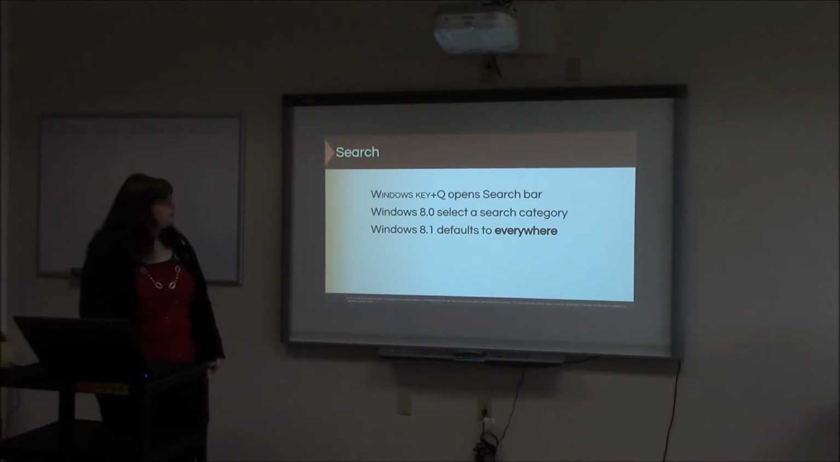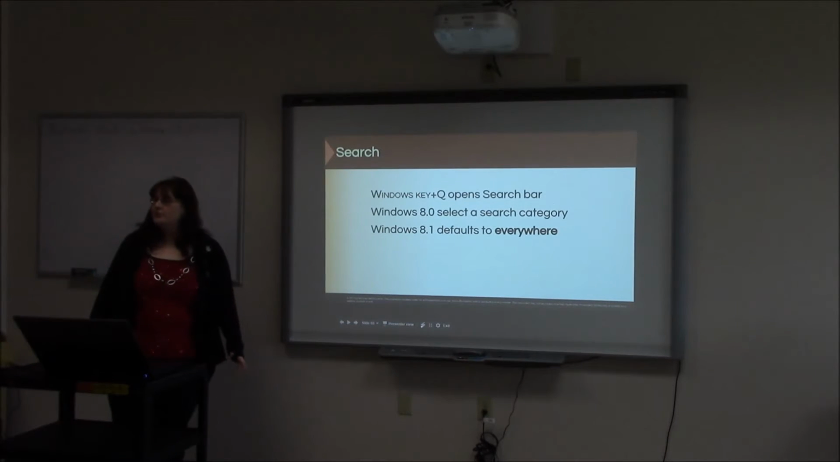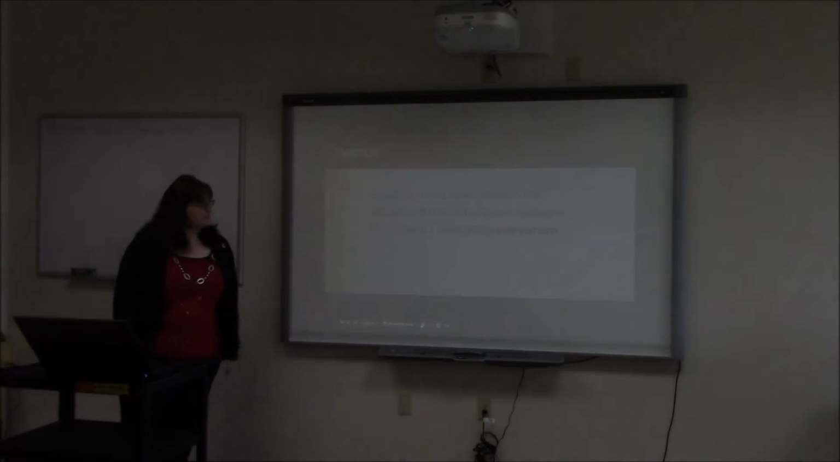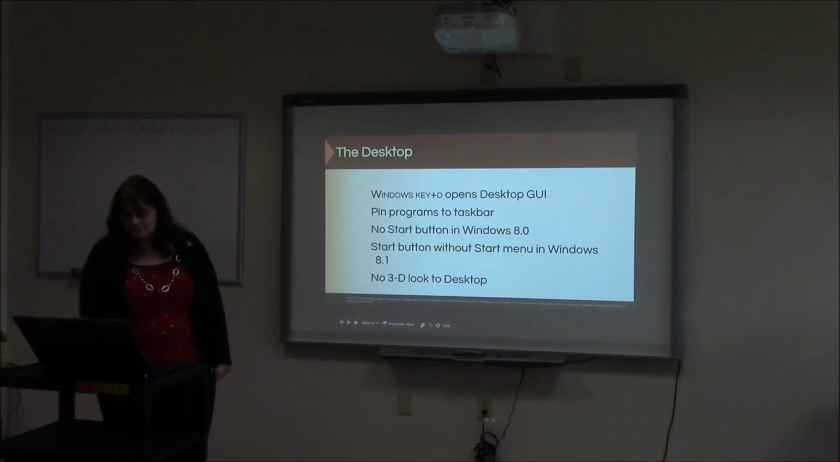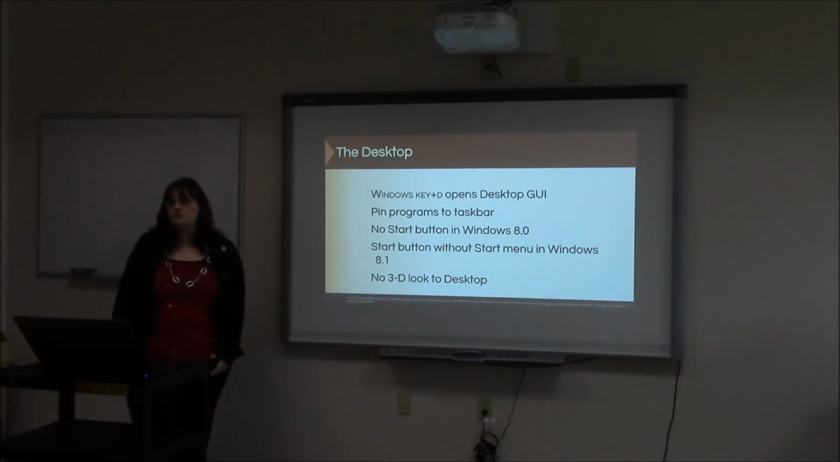Windows key Q opens up a search bar, which is kind of nice because you can search anywhere on the computer, and that can be helpful. Windows key D opens up the desktop GUI. You can pin programs to this taskbar like you could in Windows 7, but again, there's no start button. So you're going to have to do Windows key D again, or go to one of the corners, or whatever your preferred method is to get back to the start screen.